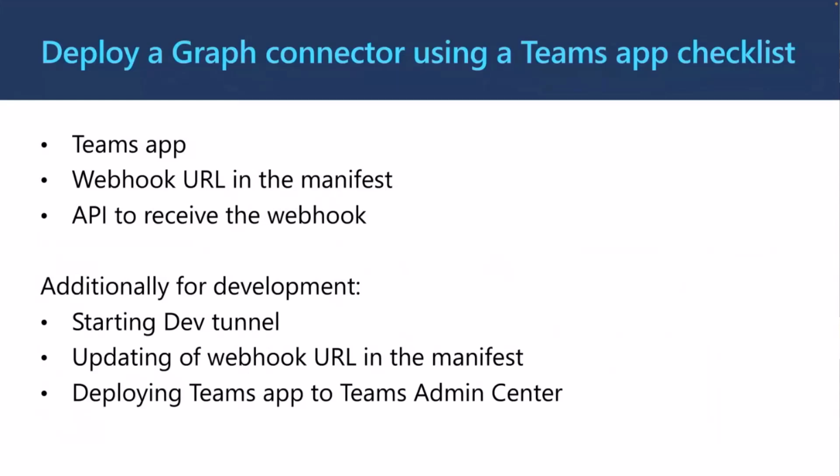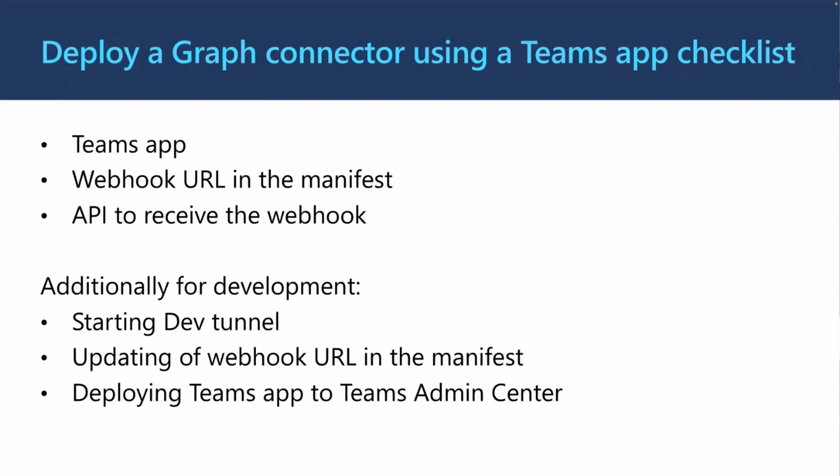You need to have obviously a Teams app because you're going to package the connector as a Teams app. In the manifest of the app, you need to have a URL of the webhook where Teams Admin Center will reach out to say the admin has turned the connector on or off. So that URL needs to be embedded in there. And in your code, you need to have an API to receive the webhook. So again, when admins choose to turn the connector on or off, your code will run and it will get the signal saying clean everything up or set everything up. So that is what you need in production.